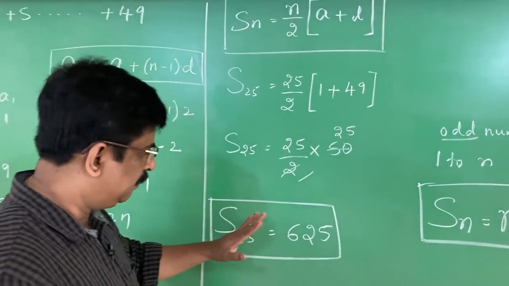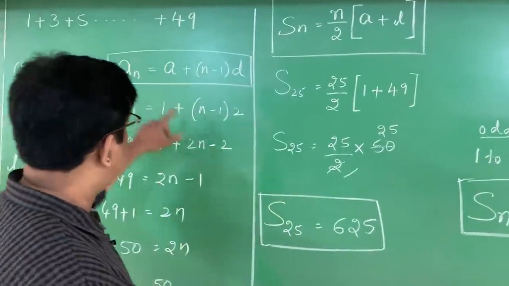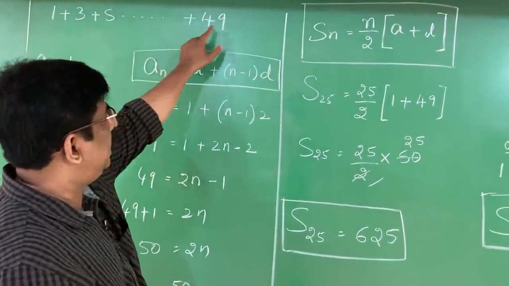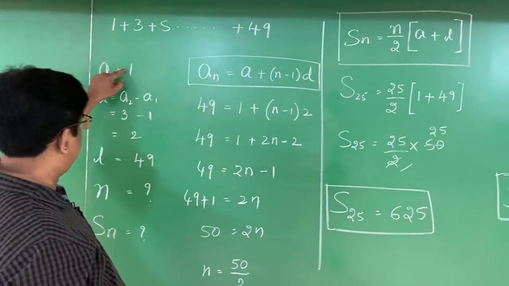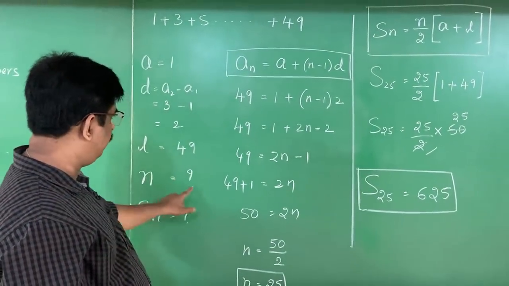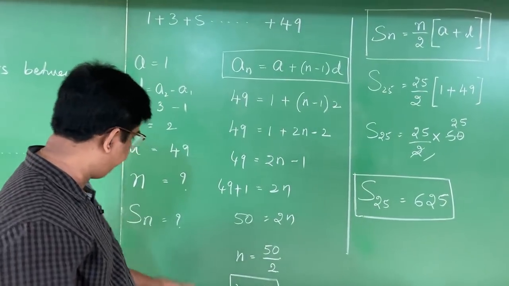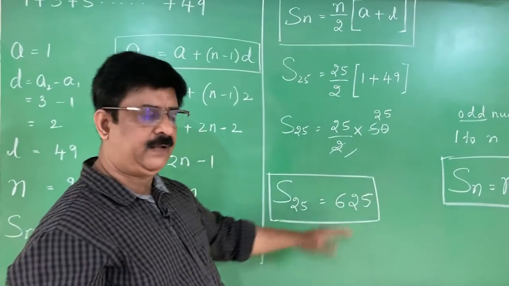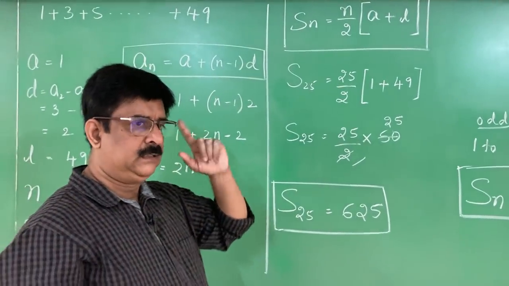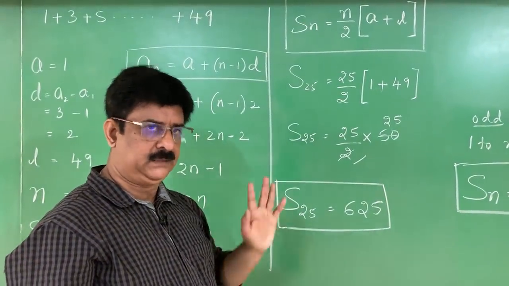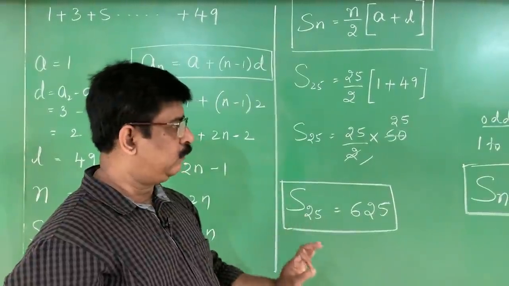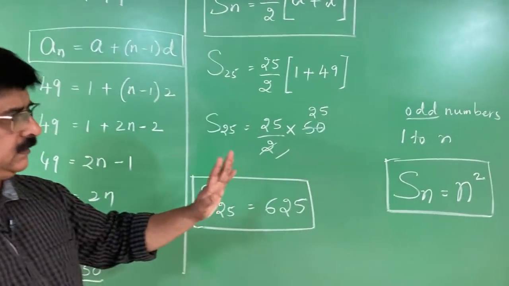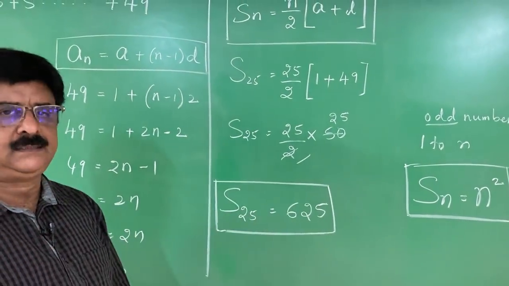Here, what the problem is telling is, find the sum of all odd numbers up to 49. A is known, L is known, N we don't know. I calculated N as 25. S25 is equal to 625. By this we can understand, the sum of the first N odd numbers is given by the formula Sn is equal to N square. That is not required for the SLC examination.